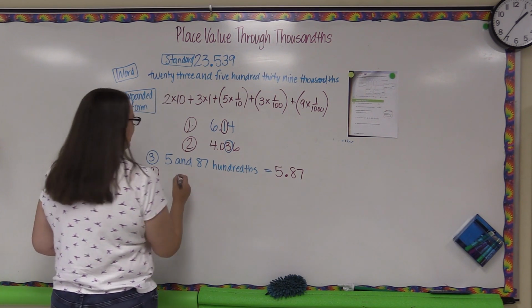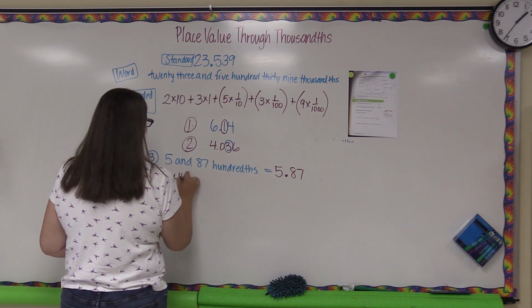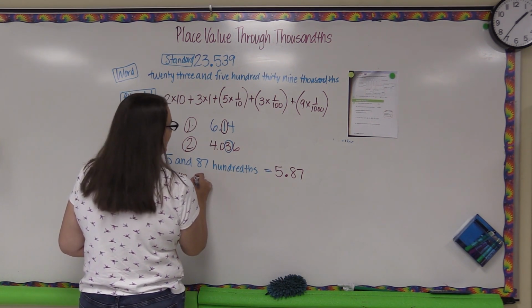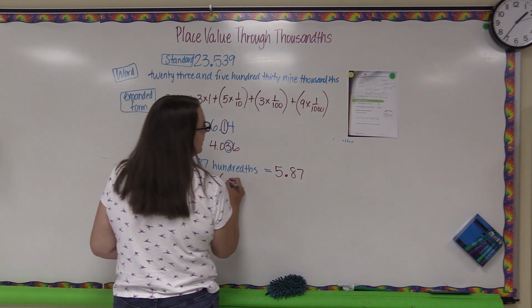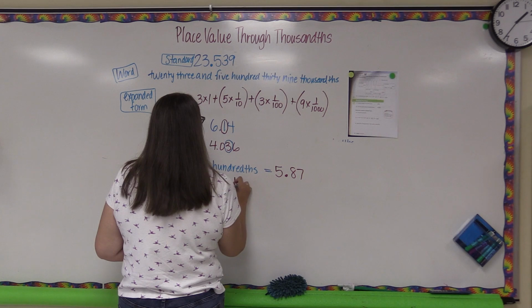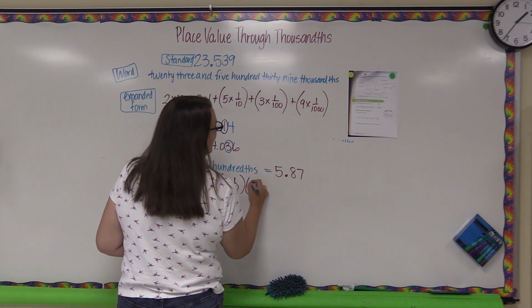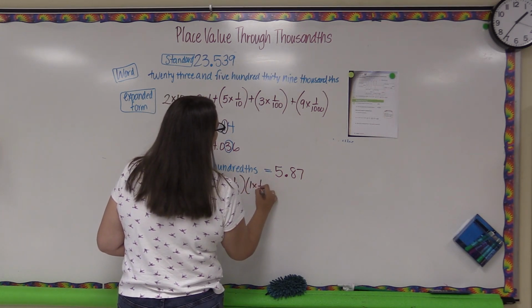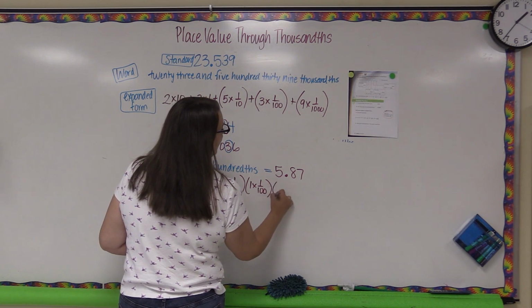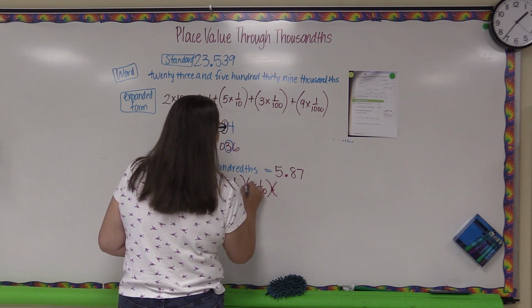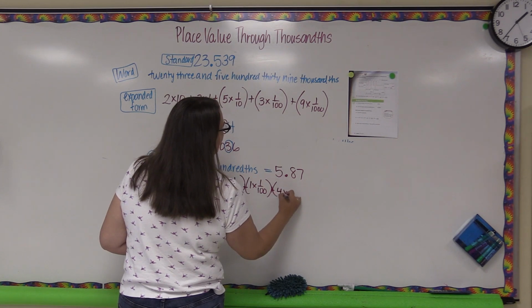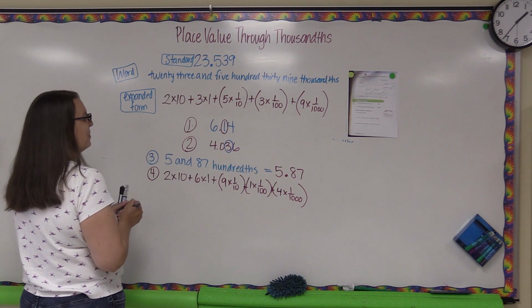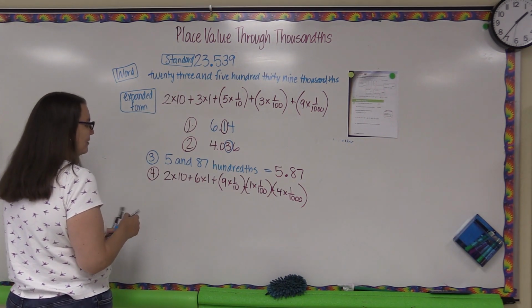Number 4 has an expanded form one written out for us, and they want to turn it into standard form. So I'll write down what it has here, and then we're going to turn it back into standard form. Plus 6 times 1 plus 9 times 1/10, plus 1 times 1/100th, plus, I'm forgetting my little plus signs, 4 times 1/1000th.